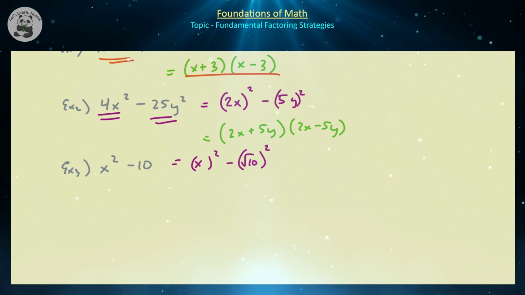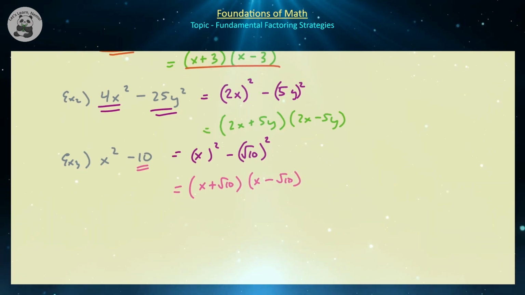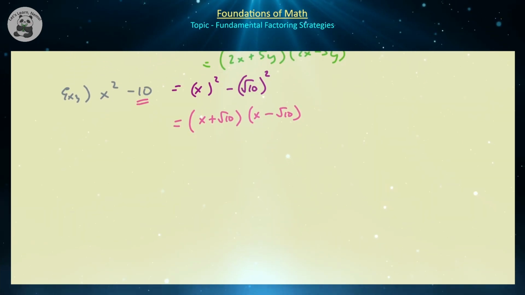So if you're familiar with radicals and this useful property, therefore even if that is not a perfect square, you still should be able to factor it. So that means this is just going to be equal to x plus the square root of 10 times x minus the square root of 10. And that's how to do difference of squares.